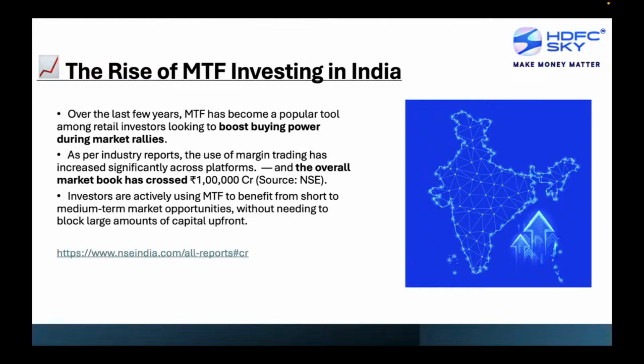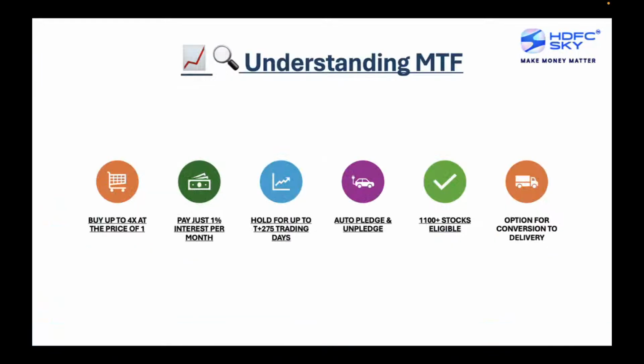Say, for example, the stock price moved from 100 to 150. Say you're expecting the stock price to move from 100 to 180. With MTF, you're able to buy at 100. And if you have margin pledge, that initial margin also you need not bring. Understanding MTF, basically you can buy up to 4x.